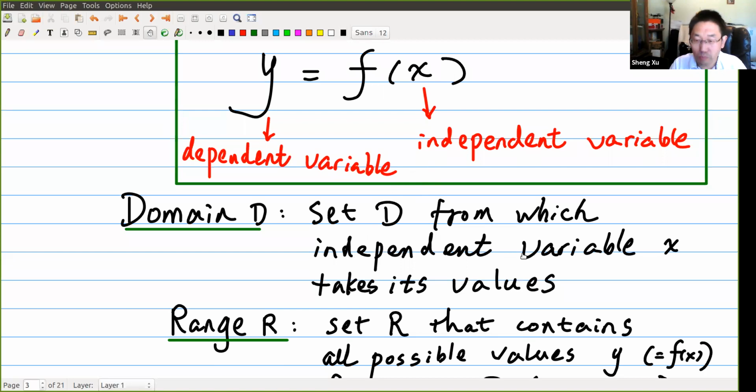Okay, so you have a lot of different kinds of fruits. That's my domain, right? Okay, so I can take an apple, I can take a banana, I can take a grape. So apple, banana, grape together, that's called a domain of your machine, of this function here. Okay, so then for each input, right, you get an output. Remember, for each input, you can only get one output, right?